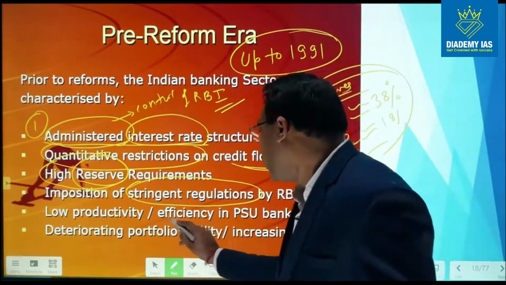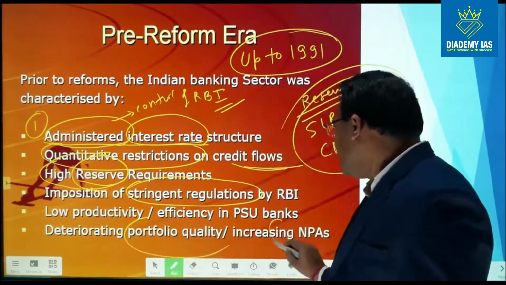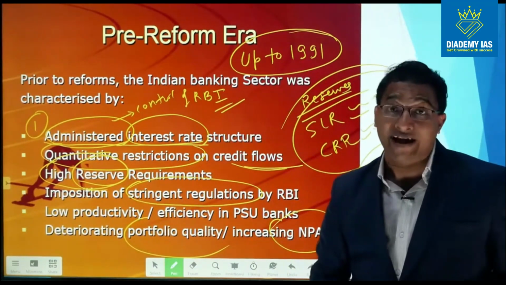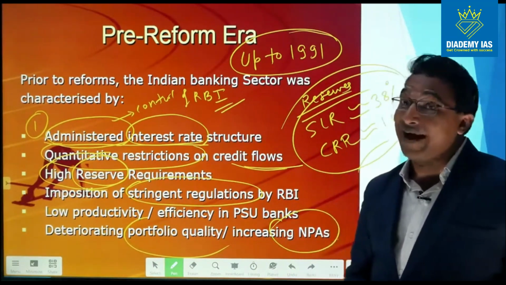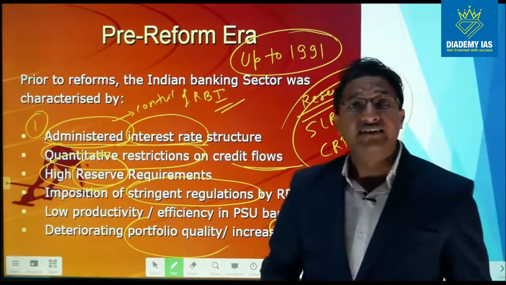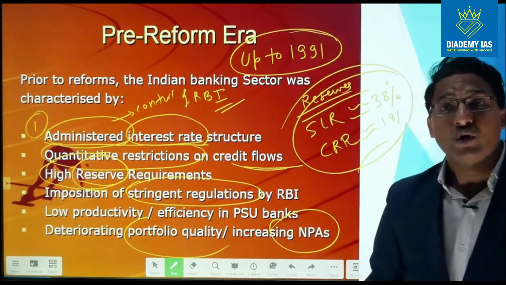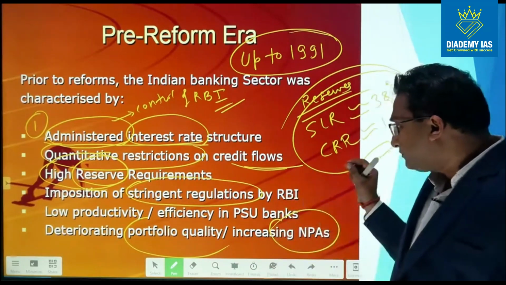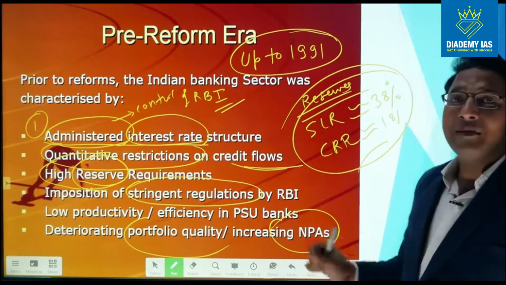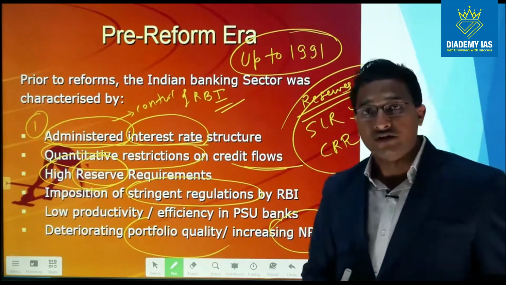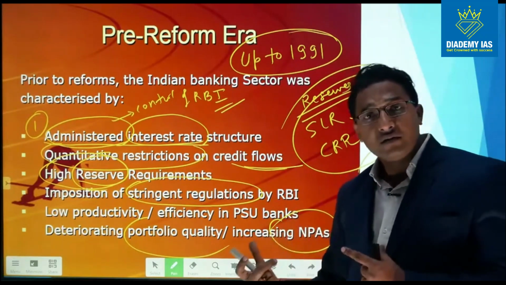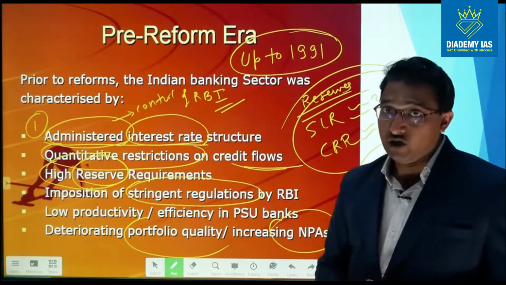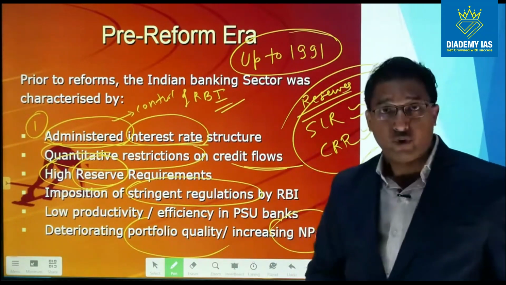Deteriorating portfolio quality or increasing NPA. So the loans which were given by the banks were becoming bad because the economy was also doing very badly. The current account deficit was high, inflation was high, industrial growth was very, very poor, and because of all these reasons, the non-performing asset or the bad loans, the amount which cannot be recovered by the bank from the customer, this amount was increasing day by day. So this was the condition at that point of time.